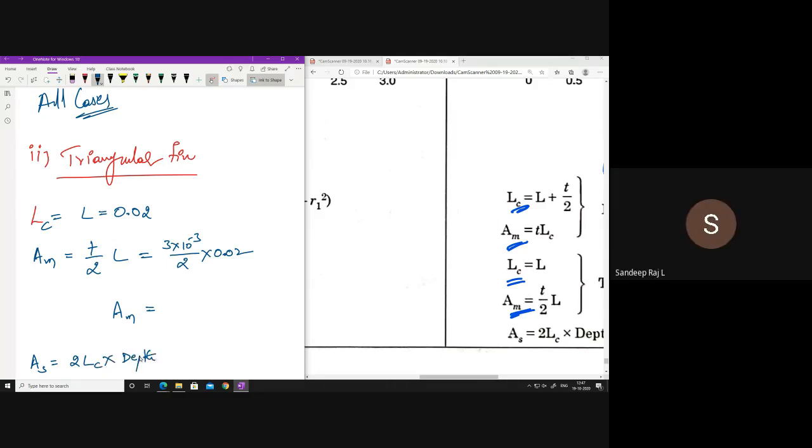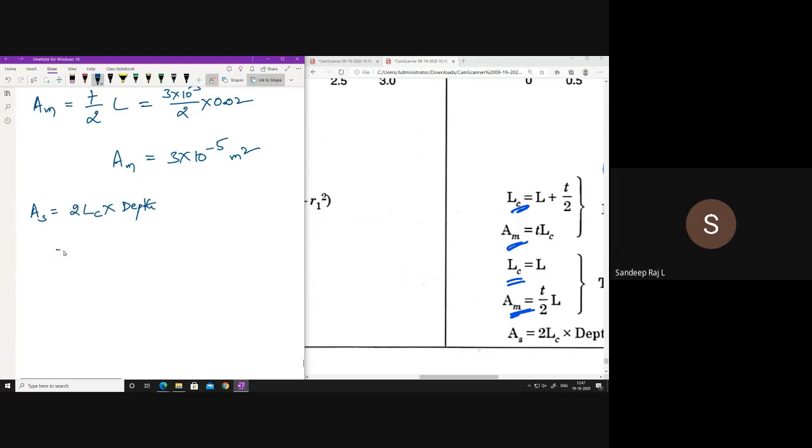Please repeat it. Somebody is talking. They are saying something but it is not audible to me. 3 into 10 power minus 5, right? Meter square. Okay. Now, moving to this one, this is 2 into Lc.